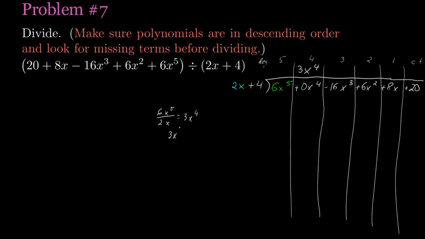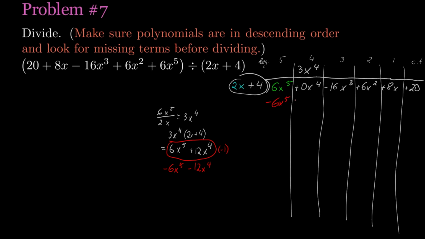Multiply this newly obtained term of the quotient by the whole divisor by distribution, giving us 6x to the fifth plus 12x to the fourth. We have to subtract it from the current dividend, so we multiply it by -1 and write it that way. That gives us minus 6x to the fifth minus 12x to the fourth.